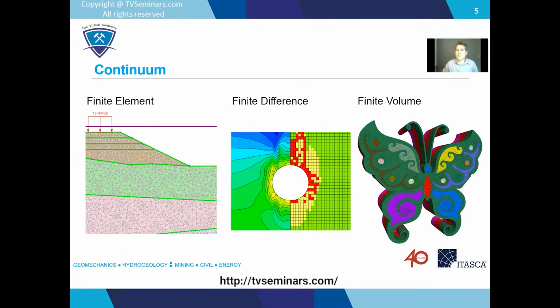The finite volume method, so the right-hand plot is a FLAC3D model. The finite volume method does not have those restrictions. You can have these unstructured meshes, which is what I'm showing here, which does make it easier to model things with more complicated geometries. Now that's pretty much it.